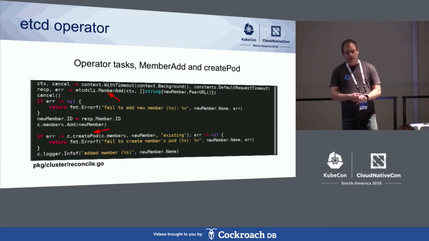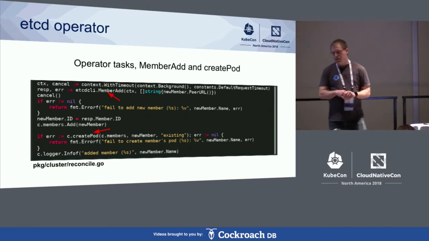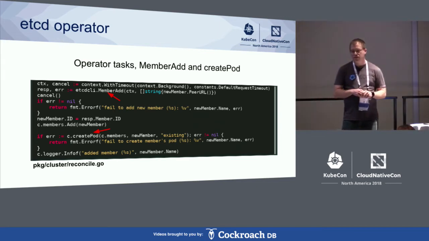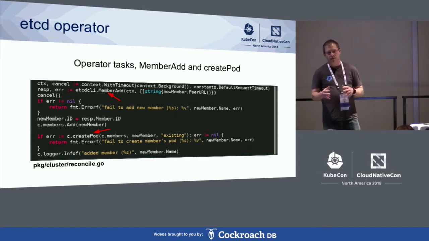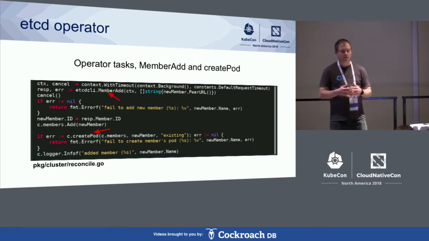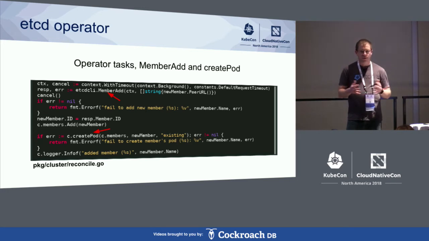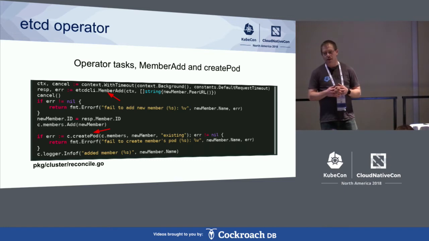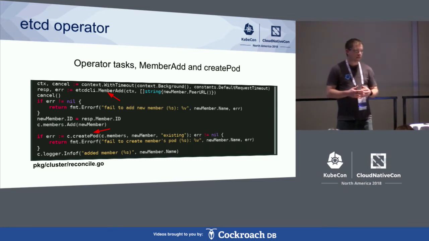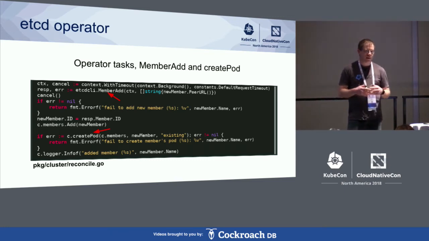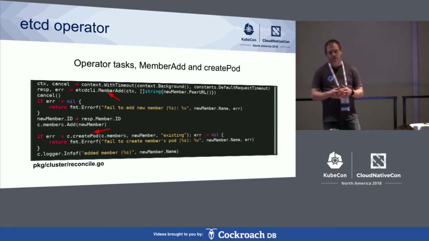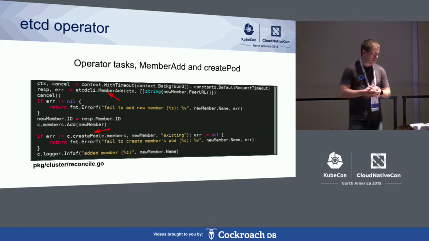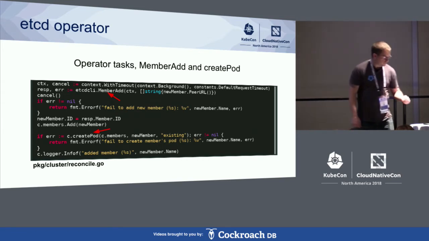And then on the code end of things, if we take a look, the code's very easy to follow. This is a snippet from cluster reconcile. And if we take a look here, we can see that we're actually doing calls to etcd using client v3. So if you look at the top there, you'll see this is actually a member add command. And then below that, you'll see create pod. And if we were to follow that back far enough, we'd see eventually that this was a call to v1 pod. So we're talking about using the Kubernetes client-go.